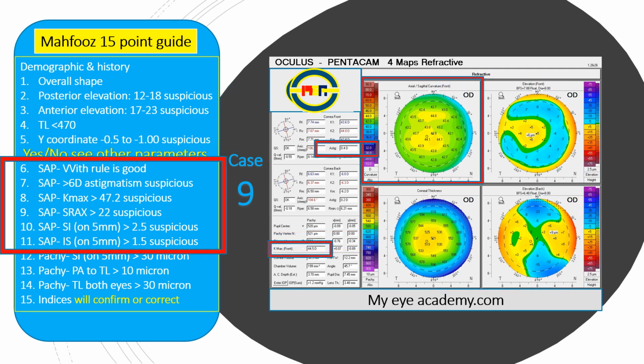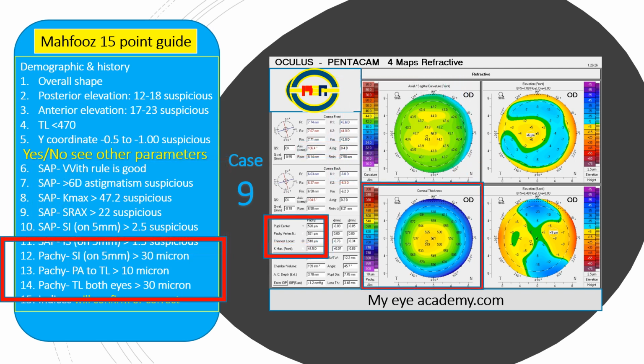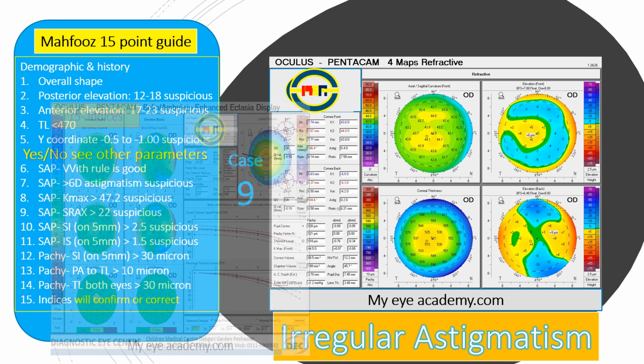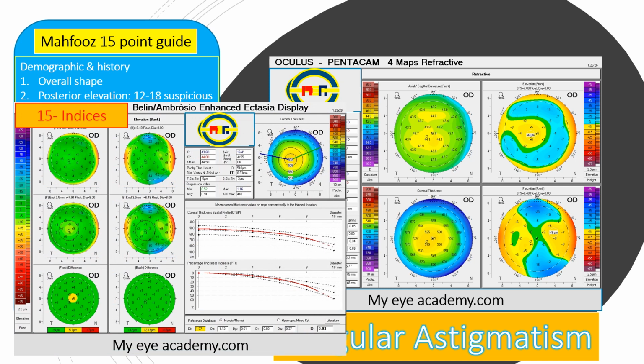Look at the SAP map readings. All the readings are within the normal range. Look at the Pecci readings. All of them are in the normal range. So this is an irregular astigmatism, and let's confirm it with the indices. Look at that. Only the DF, or the front elevation, is slightly in the yellow range, which corresponds with the irregular shape on the SAP map.